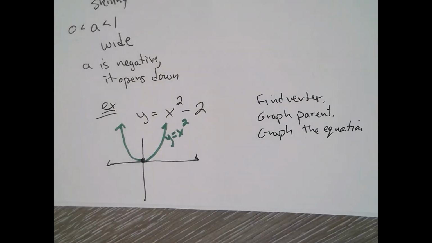Okay, the parent never changes. The book will ask you to do the parent quite a bit. You're just going to get used to graphing y equals x squared. It seems a little bit redundant to do the same thing every time.